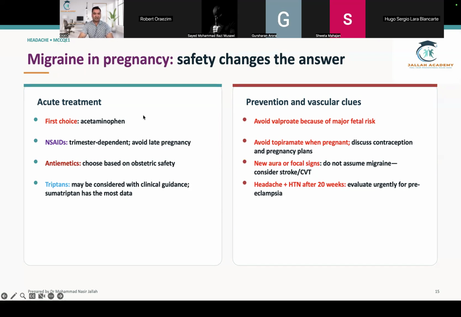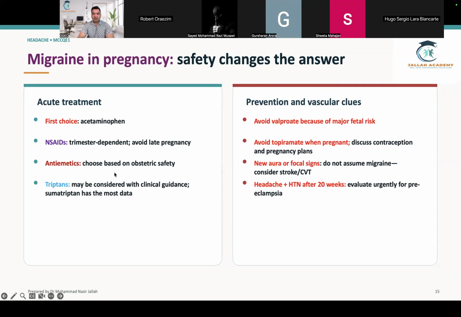Acute treatment, first choice is acetaminophen. Let's say you have a patient, the patient is pregnant, and the patient has migraine. What is the first, best, and safest choice? Always go with acetaminophen. Non-steroid is trimester dependent, avoid in late pregnancy, especially in the second and third trimesters, we try to avoid it.